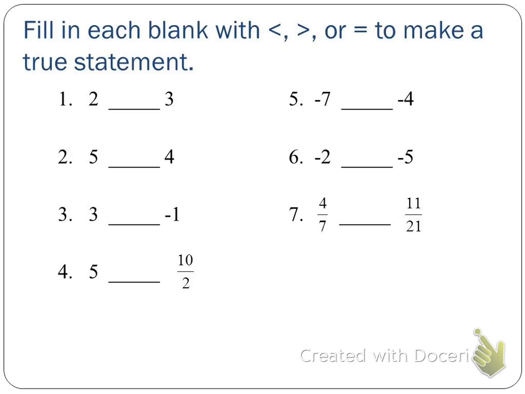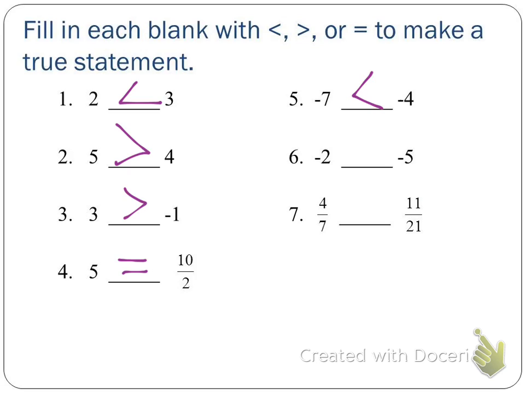So what goes in between a 2 and a 3? A less than. Very good. A 5 and a 4. Greater than. A 3 and a negative 1. Greater than. 5 or 10 over 2. That's an equal to. Very good. Negative 7 or negative 4. Negative 4. Negative 4 is like the bigger.